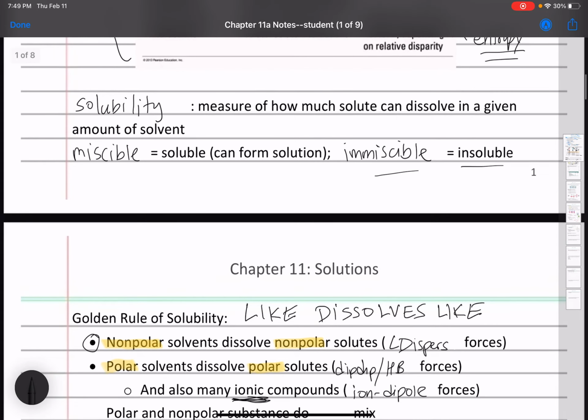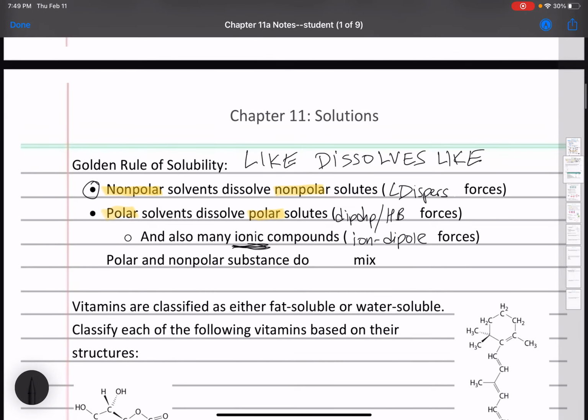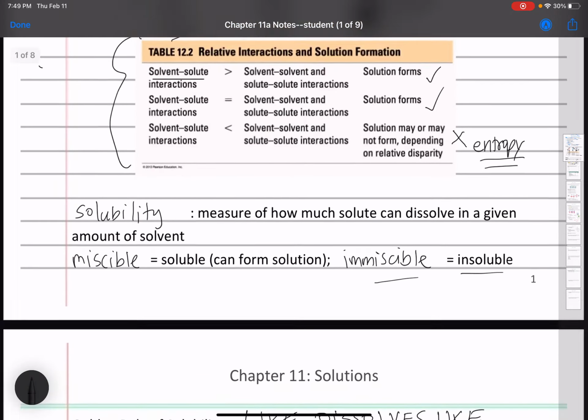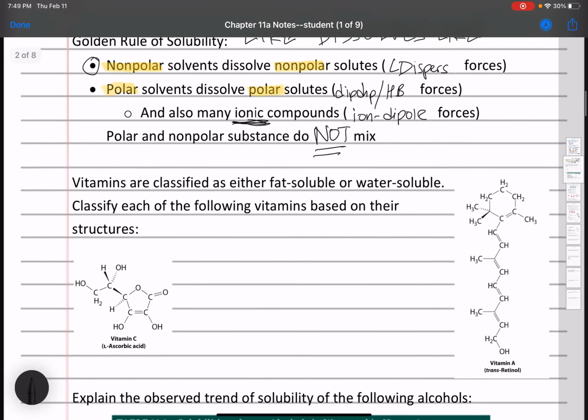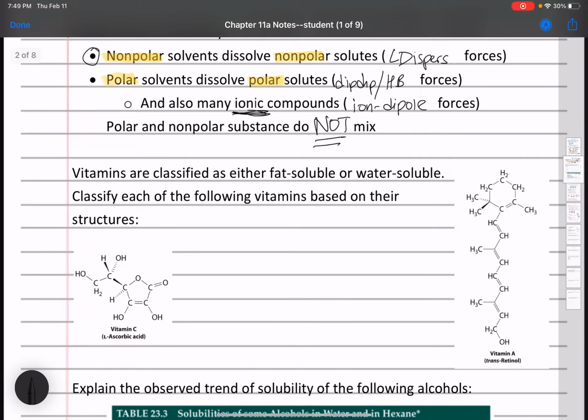So the reason that polar and nonpolar do not mix is again explained by this chart here. If you have a polar substance and a nonpolar substance, their attractions to themselves are going to be greater than the attractions they would have with each other. And so in a lot of cases, the solution does not form. They are not soluble. They are insoluble or immiscible.